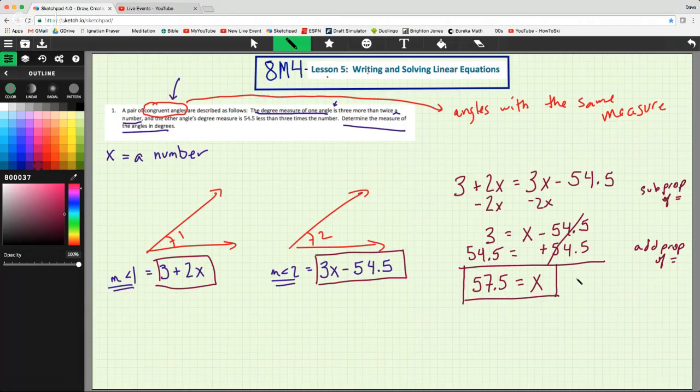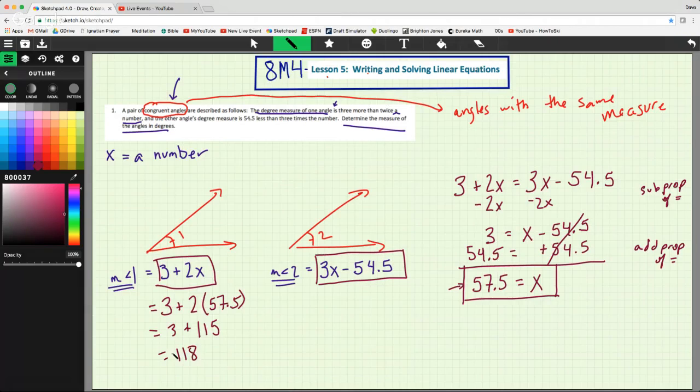If I answered the question though, the answer is no, I haven't solved the equation yet because I haven't determined the measure of angle 1. I know the measure of angle 1 is 3 plus 2x, and I know that x is 57.5. So now we can plug our x in and get our answer. 3 plus 2 times 57.5 equals, well, that's 57.5 times 2. If you do the math on that, that's 115 plus 3.